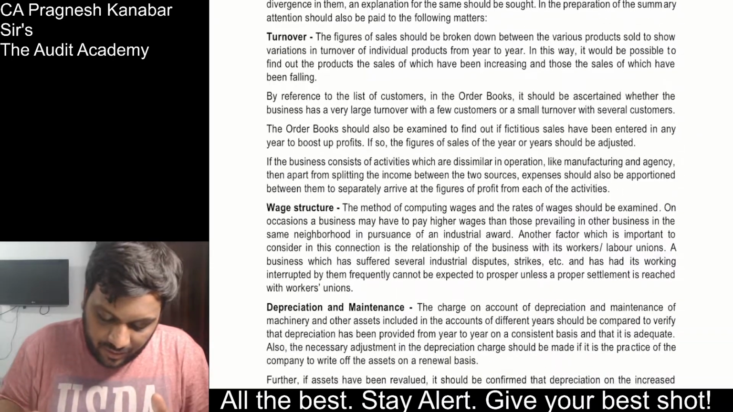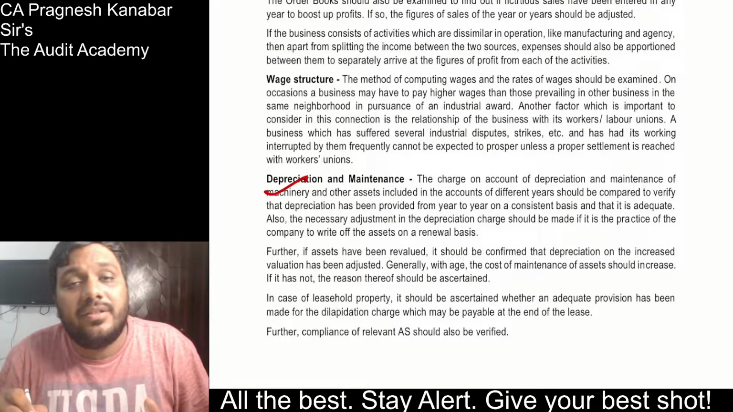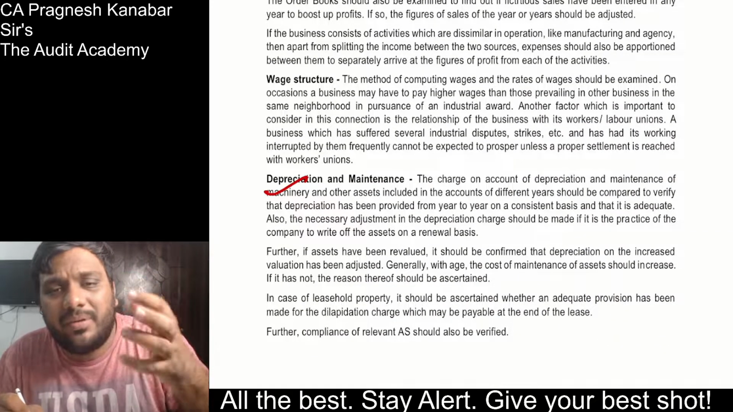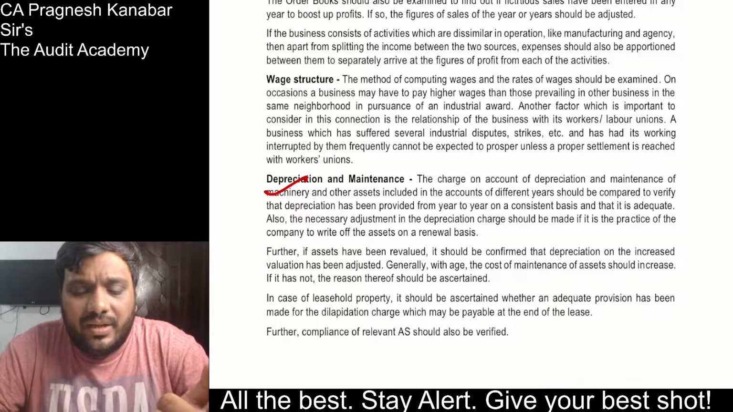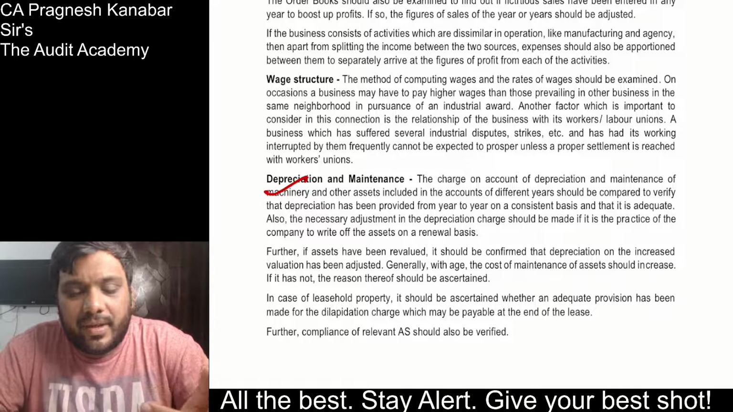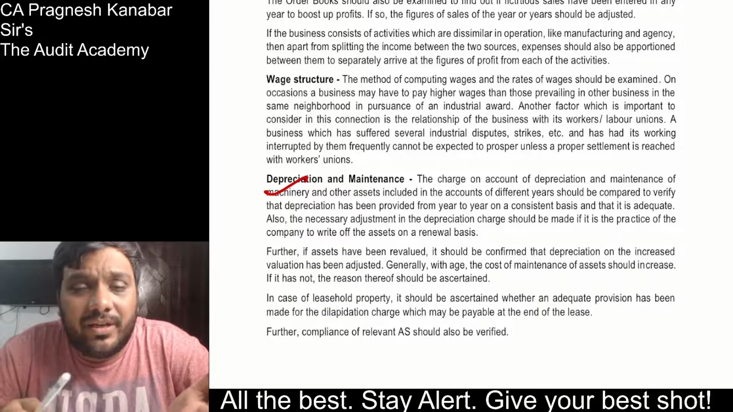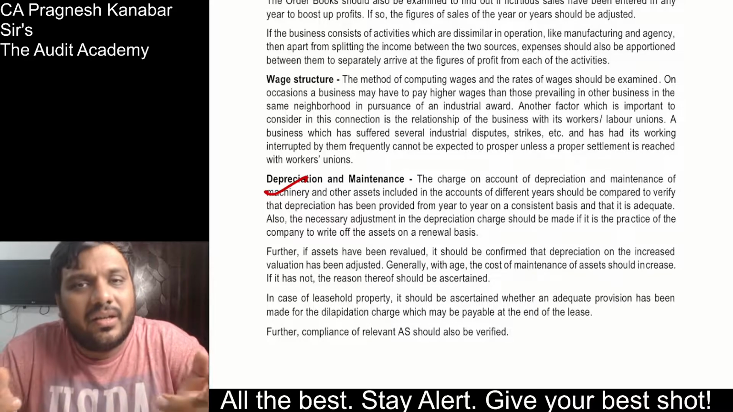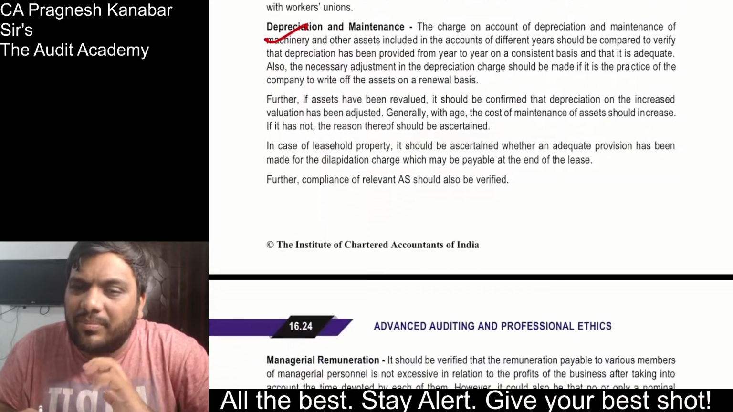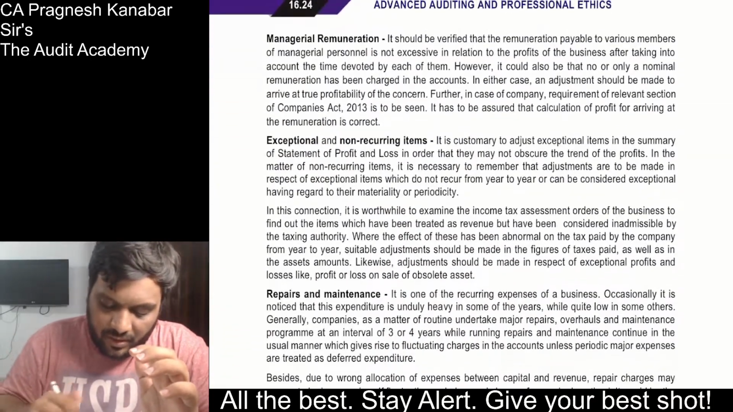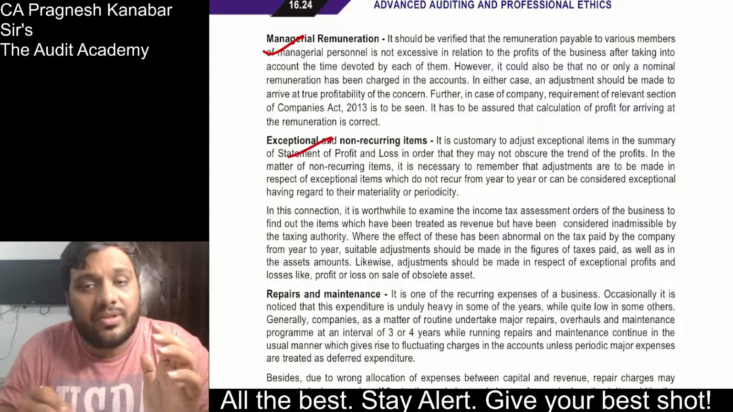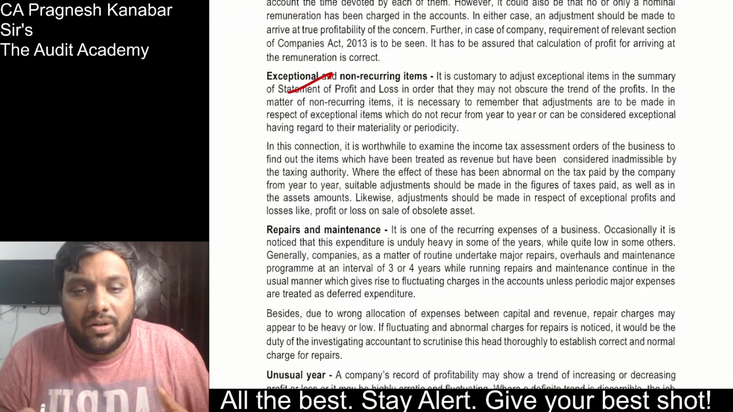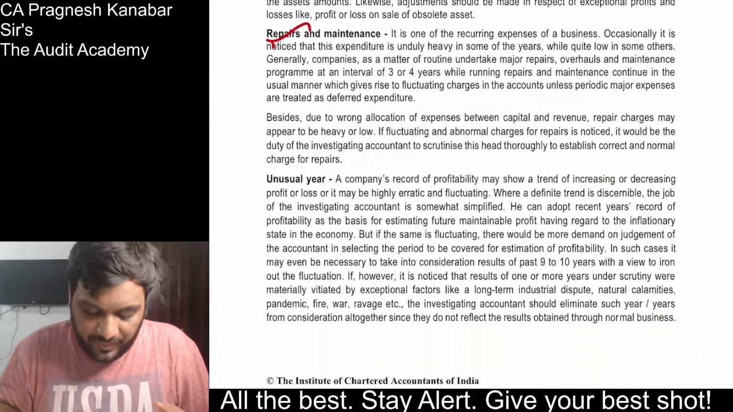They can ask you a question on investigation of depreciation and maintenance. Then whatever you are aware about depreciation, expenditure and maintenance, including its financial aspect, control aspect, how can someone commit a fraud through depreciation, maintenance, as an investigator, what are the areas you will check? Cover every possible point that you can write. Alright, managerial remuneration, exceptional non-recurring items from an accounting knowledge you can write, repairs and maintenance, unusual year.